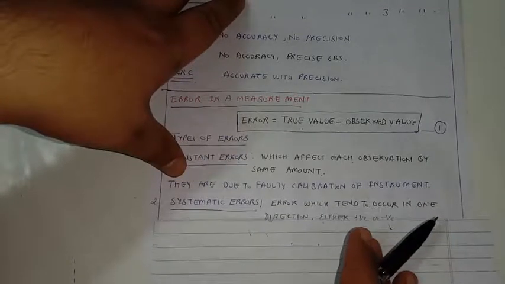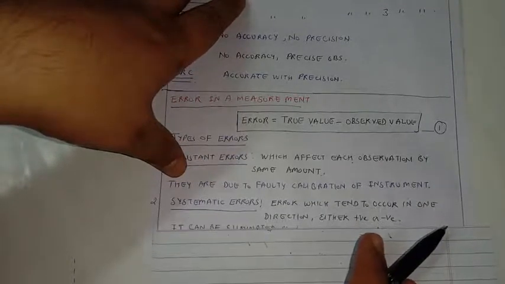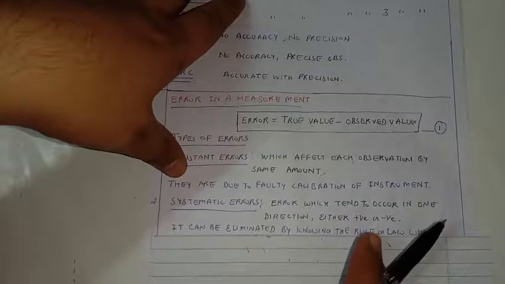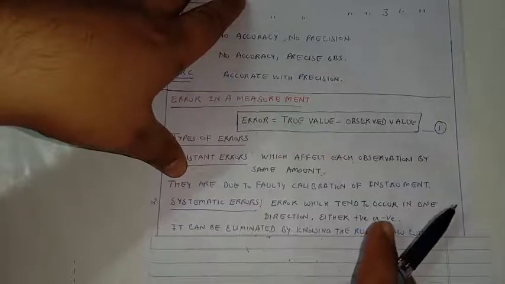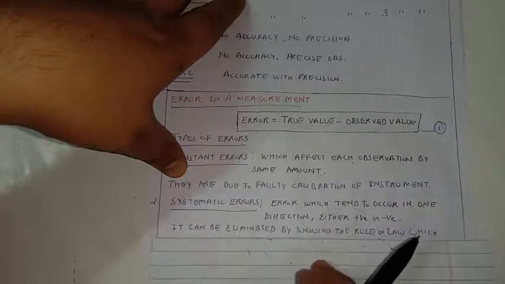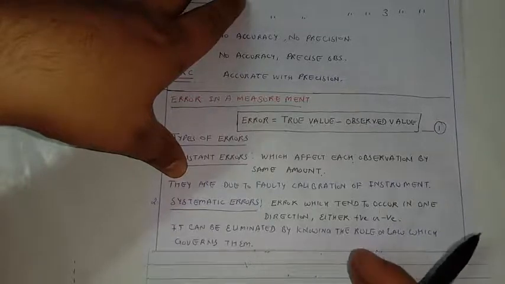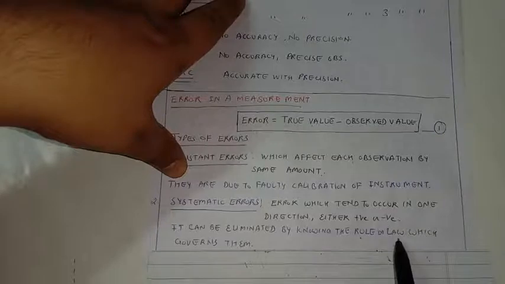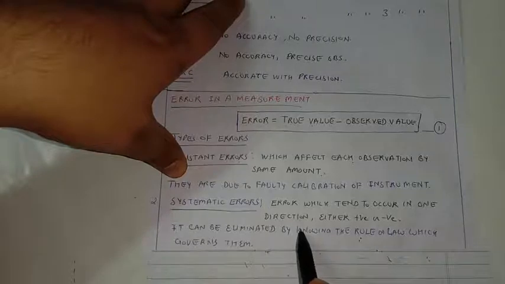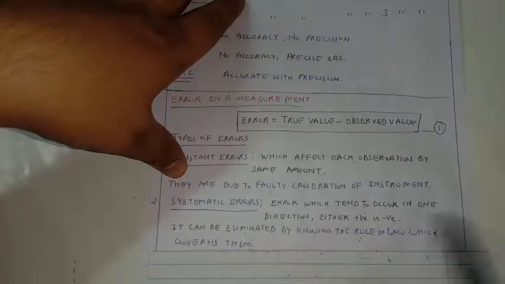Next, systematic errors. The errors which tend to occur in one direction, either positive or negative, are called systematic errors. They are following some rule or law. If we are able to know the rule or law due to which they are coming into our measurement, we can eliminate them.